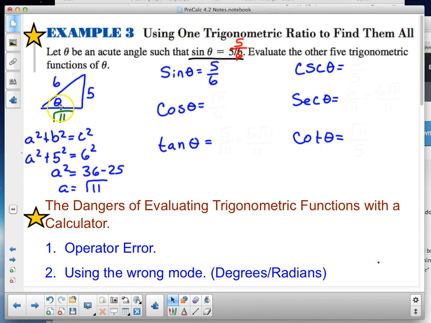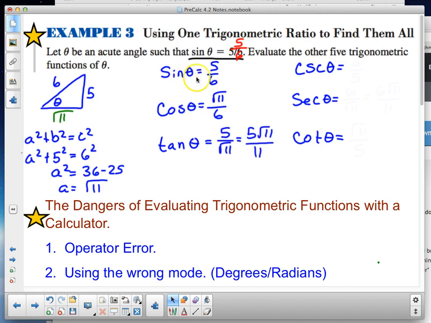Okay. Now, with that said, I'm doing the trig functions. I'm not finding the angles. I haven't used an inverse yet, and I know you know those things. So let's just continue on with our cosine, which is adjacent over hypotenuse, so it's the square root of 11 over 6. The tangent is opposite over adjacent, which is 5 over the square root of 11, or I'm going to be going 5 square root of 11 over 11.